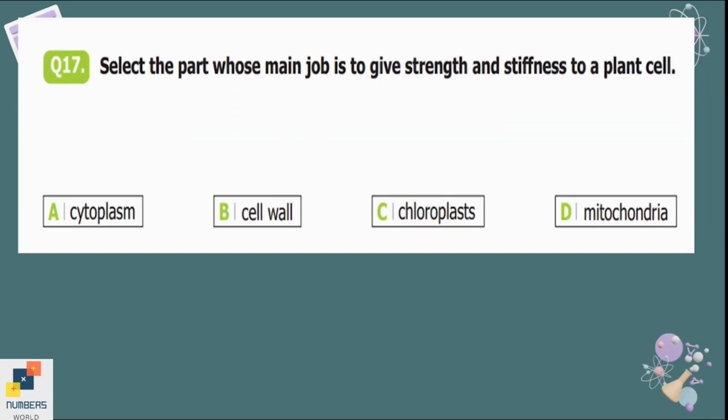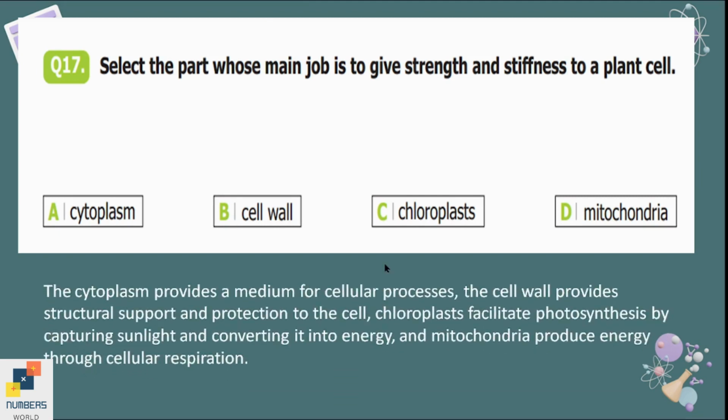Question number 17. Select the part whose main job is to give strength and stiffness to a plant cell. Option A, cytoplasm, B, cell wall, C, chloroplasts, and D, mitochondria. So the cytoplasm provides a medium for cellular processes. The cell wall provides structure, support, and protection to the cell. Chloroplasts facilitate photosynthesis by capturing sunlight and converting it into energy, and mitochondria produce energy through cellular respiration. So option B is the suitable one. The cell wall provides strength and stiffness to the cell.